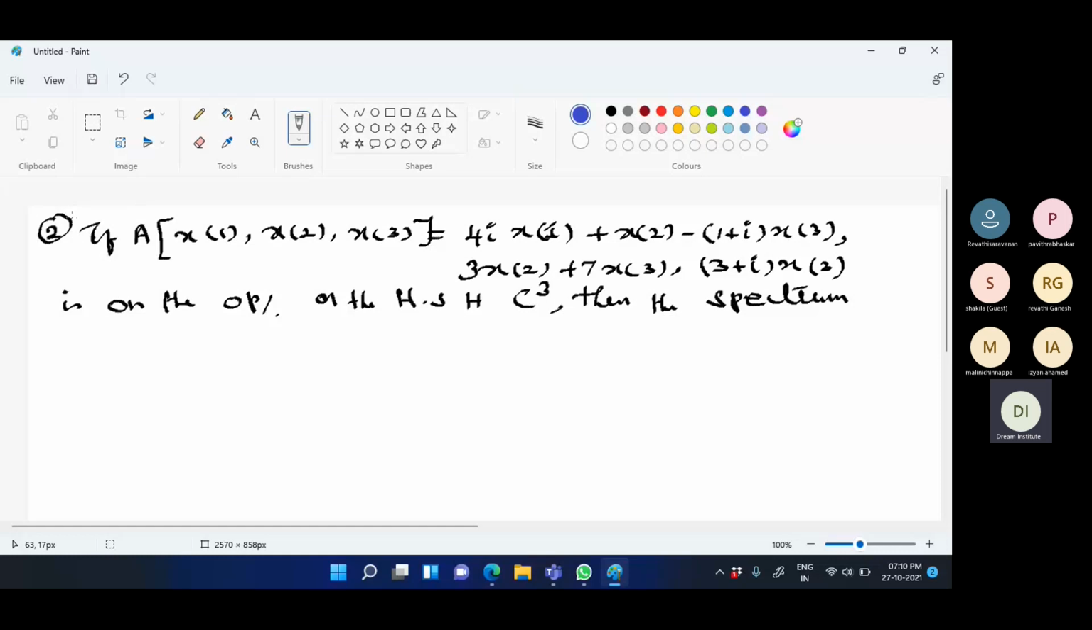So first, now we have to write what it is in terms of a matrix. First step, A is equal to... what are the steps here?